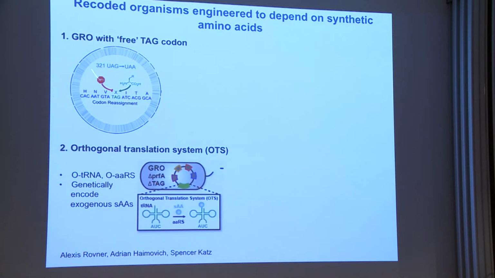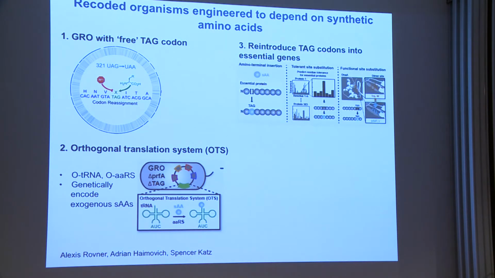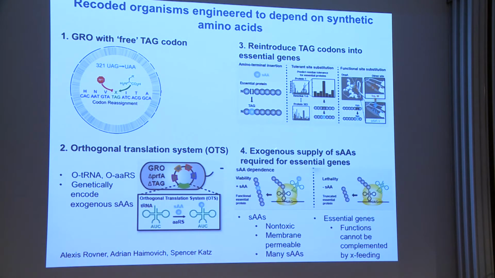And so starting with these recoded organisms that have these orthogonal translation systems, what we asked ourselves is, could we basically reintroduce these UAG codons into multiple essential genes and then link their viability to an exogenous supply of synthetic amino acids, such that the production of these essential proteins requires the incorporation of these synthetic amino acids.